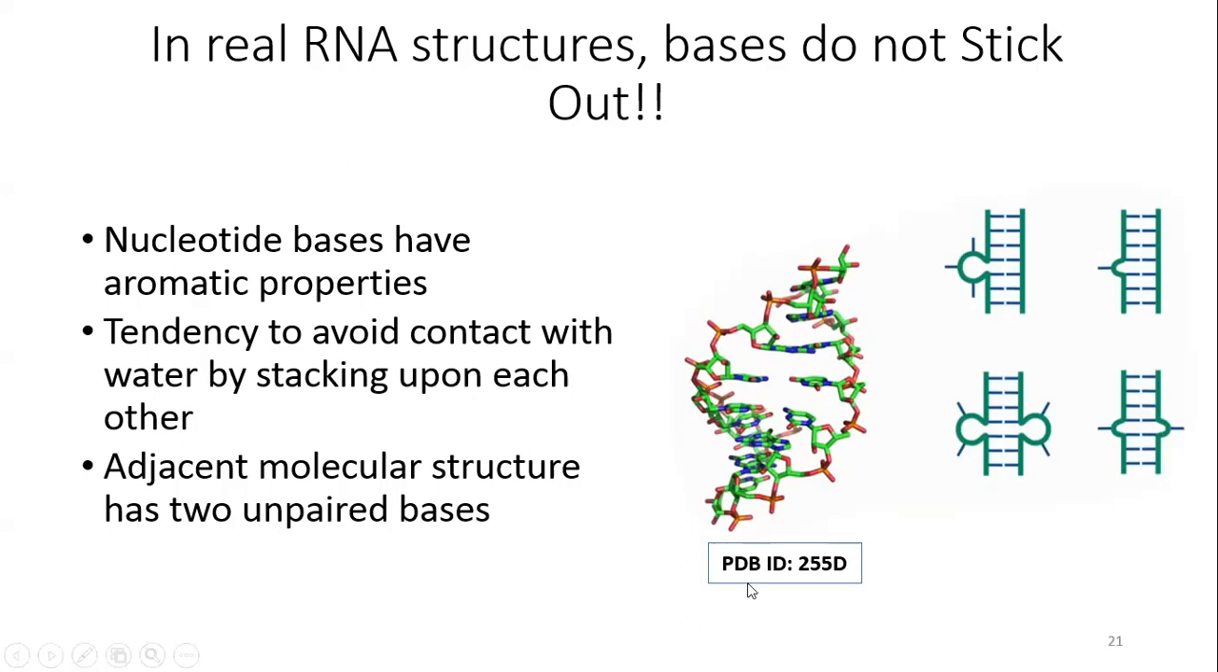You can download this particular RNA molecule, which has PDB ID 255D, and you can see that there are two unpaired bases in this structure. Most probably they might be present over here or over here. What I want to say is do not have the impression that the bases will stick out of your secondary structure at cellular conditions. It doesn't happen that way.